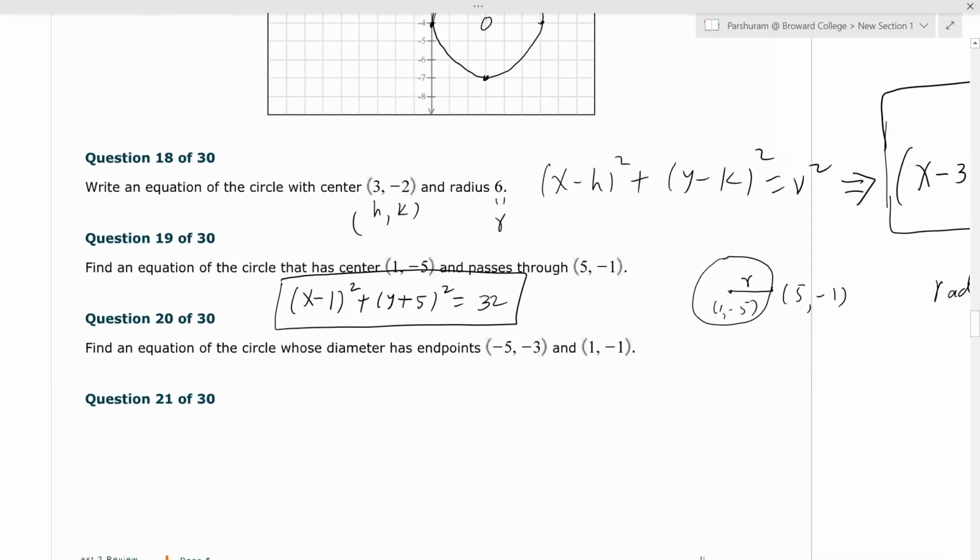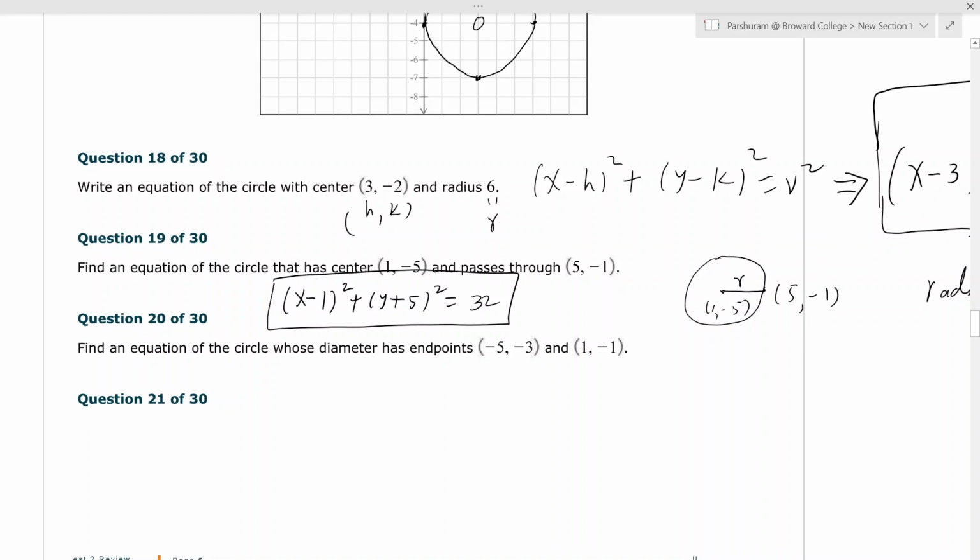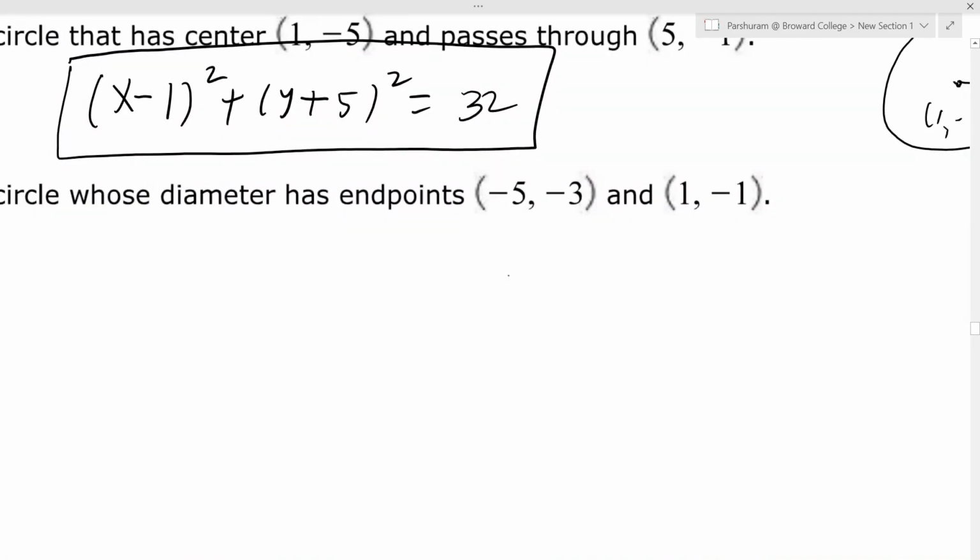Okay, that's problem 19. If you understood problem 19, then solving problem 20 is not that difficult, because in problem 20 we are given a diameter, and 2 points on the diameter. By using that, we can find out the center and radius of that circle by using the distance and midpoint formulas. So let's assume that this is a circle and these 2 points are the endpoints of the diameter. So one is -5, -3, another one is 1 and -1.